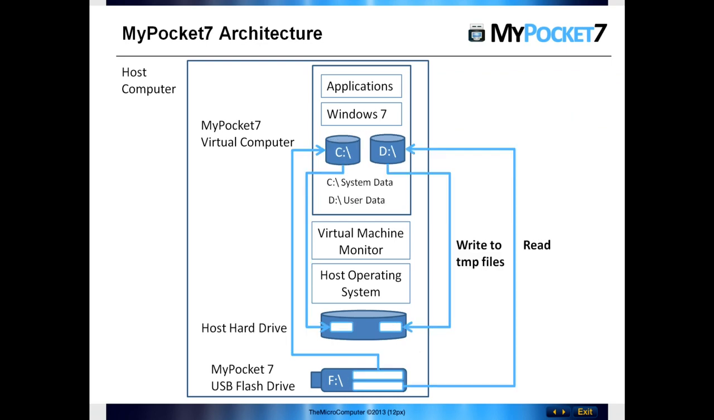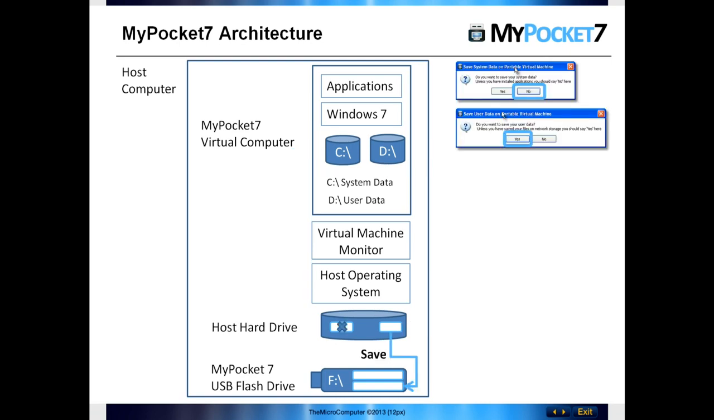To solve this problem, the MyPocket7 stores the Windows installation and system files on one virtual hard drive, the C drive, and user data like the files on your desktop or your My Documents folder on another drive, which is the D drive. After the MyPocket7 has been shut down, we are asked if we want to write back user data before we are asked if we want to write back system data.